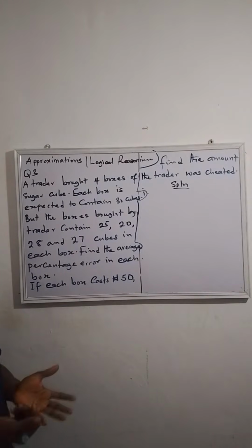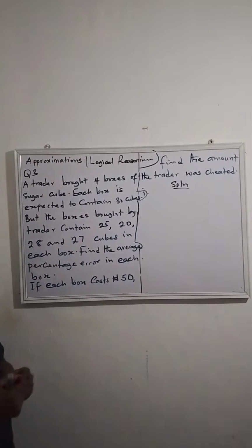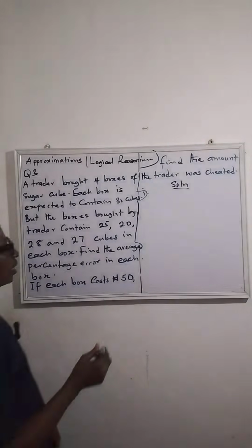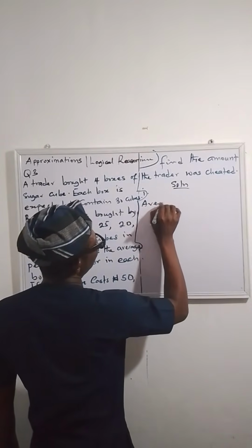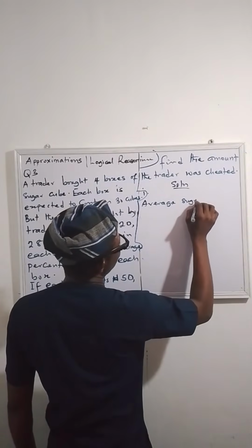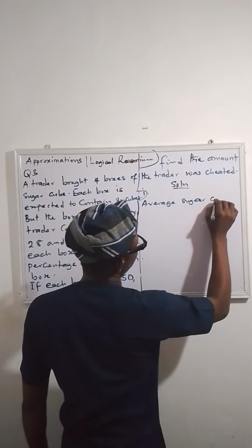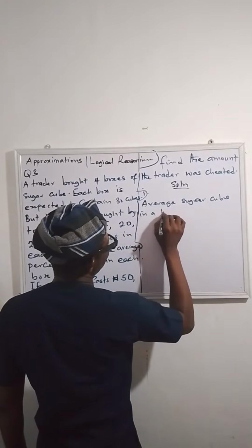So what we are going to do now is to find the average of the cubes in a box. So how do we do that? We add all of these together, so that we know the average of sugar that is going to be in a box. All right, now let's do that. So average sugar cube in a box.